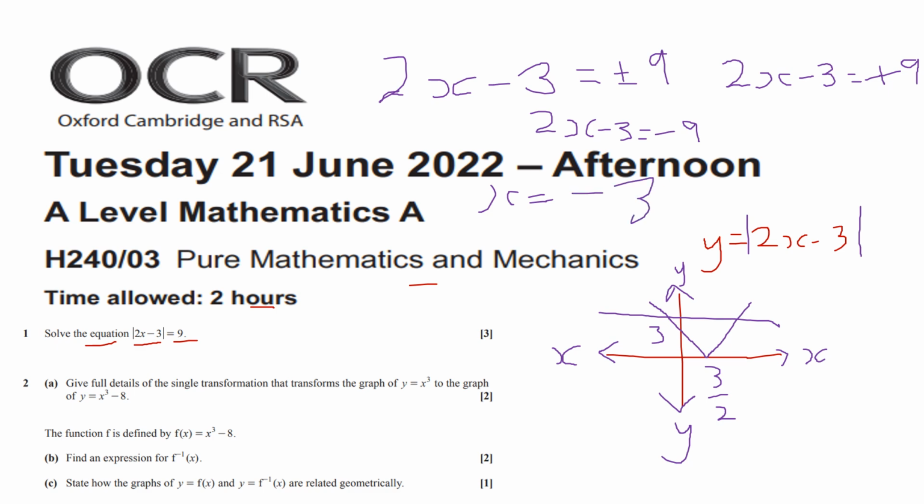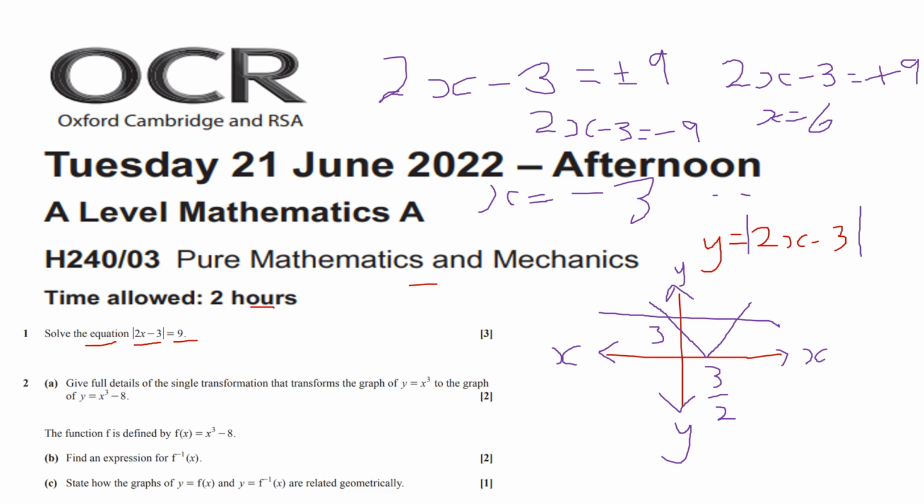And then, oh no, I think my keyboard's gone a bit funny again. And then we're going to have, add 3 to both sides and divide by 2. We're going to have x equals 6. So the answer is going to be x is minus 3 or x is 6. So that's question 1 done.